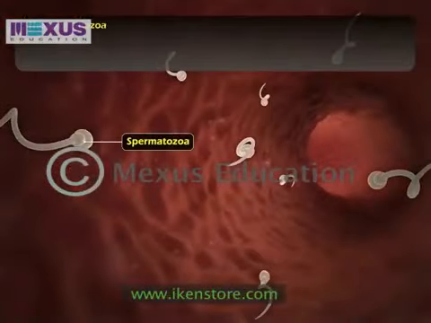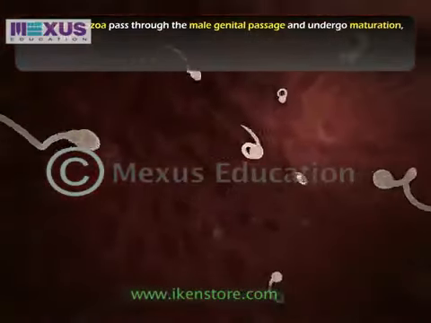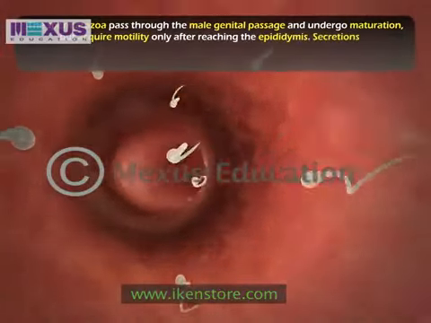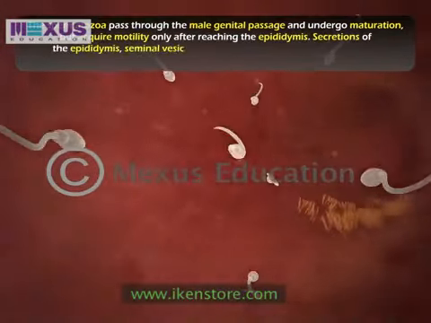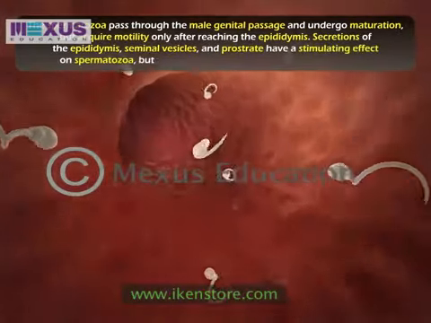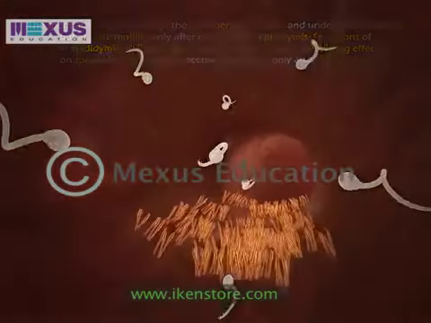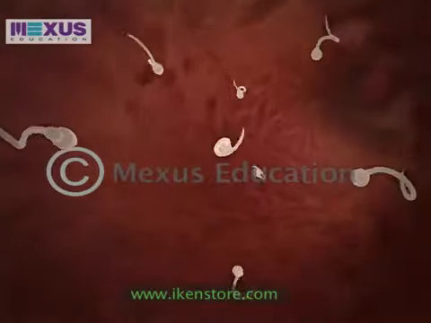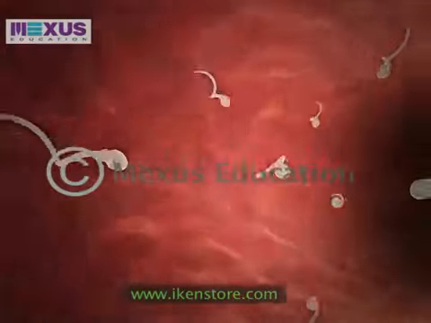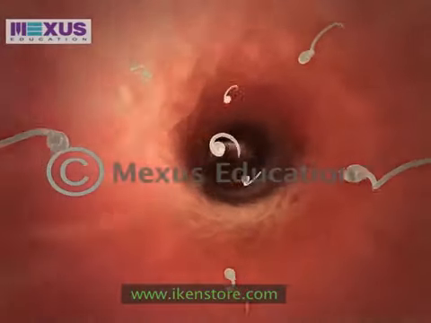The spermatozoa pass through the male genital passage and undergo maturation, but acquire motility only after reaching the epididymis. Secretions of the epididymis, seminal vesicles and prostate have a stimulating effect on spermatozoa, but they become fully motile only after ejaculation. Spermatozoa acquire the ability to fertilize the ovum only after they have been in the female genital tract for some time. This final step in their maturation is known as capacitation.